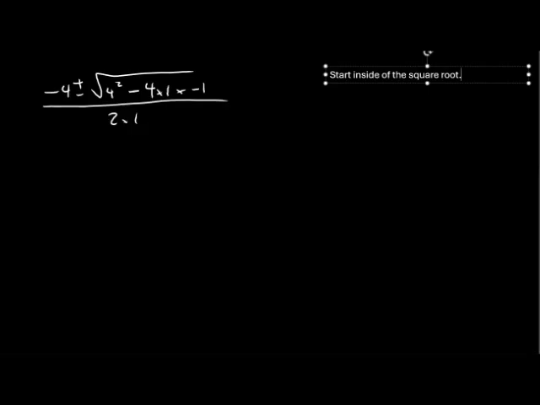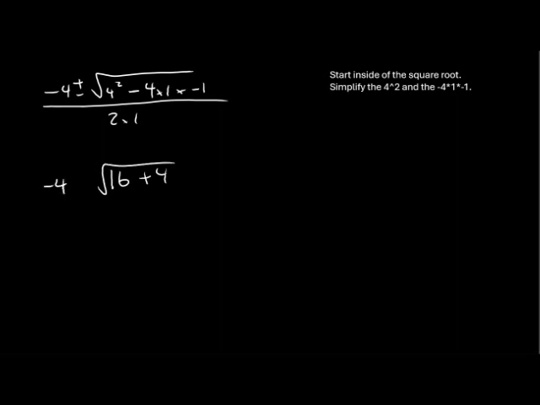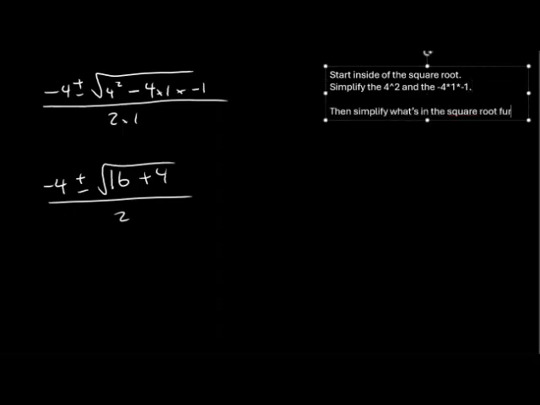We should simplify the 4 squared and the negative 4 times 1 times negative 1. We know that 4 squared is 16, and negative 4 times 1 times negative 1 would give us plus 4. This will be under the square root. The negative 4 plus or minus that still comes before. And then on the bottom, 2 times 1 is, of course, 2. Now we can simplify what's in the square root. We'll say 16 plus 4 will give us square root of 20.